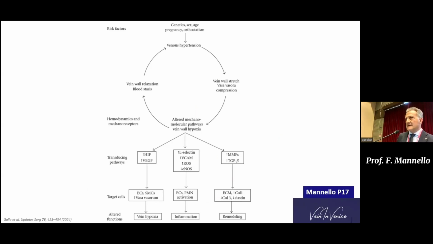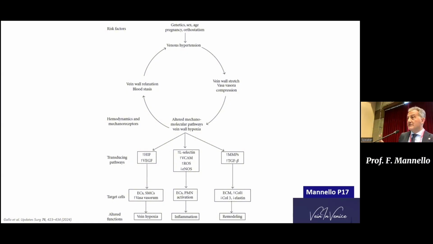All these mechanisms may be able to prone the vein to an altered mechanism through the mechanotransduction of the signal of hypertension, inducing through different pathways the expression of several molecules, biocompounds like the hypoxia-inducing factors, the selectins and the adhesion molecules, several proteases like matrix metalloproteinases, and so on.